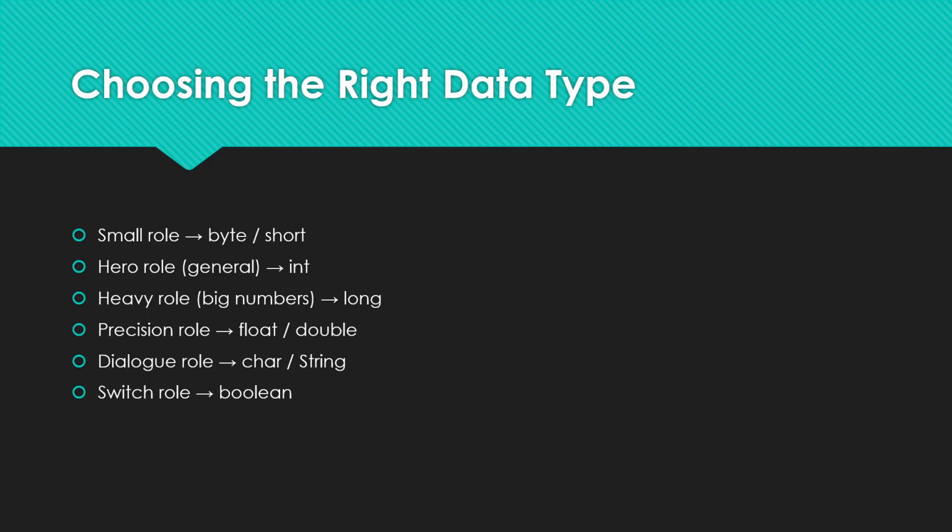Now, how do we choose the right data type? Think of it like casting the right actor for the right role. Small role: byte or short. Main hero role: int, most commonly used. Heavy role, big numbers: long. Precision roles: float and double. Dialogue role: char or string. Switch role: boolean. If you choose the wrong actor for the wrong role, the movie fails. Similarly, if you choose the wrong data types, your program can crash or waste memory.